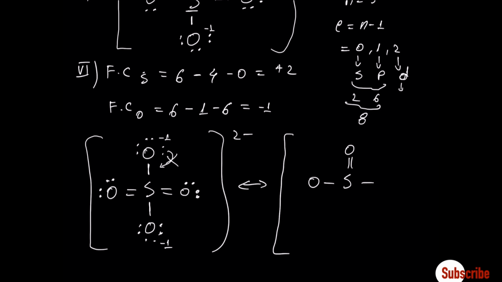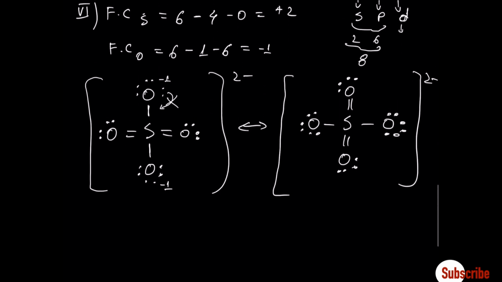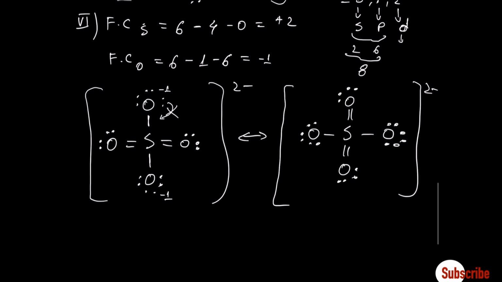We leave this one with a single bond, and this one with a double bond, one, two, one, two, from two lone pairs. So these are called resonance structures. The real one is a structure between these two.